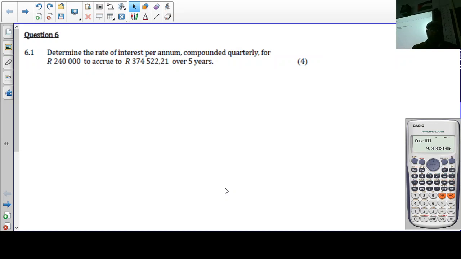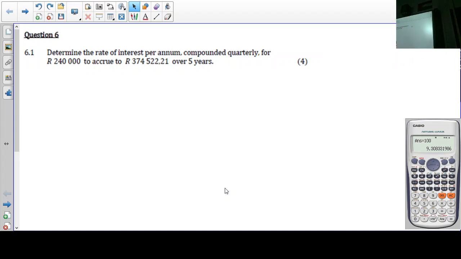If it's compounded quarterly for 240,000 Rand to accrue to 374,522.21 over a 5-year period. Okay, the rate of interest per annum. Alright, so they want you to calculate your R.